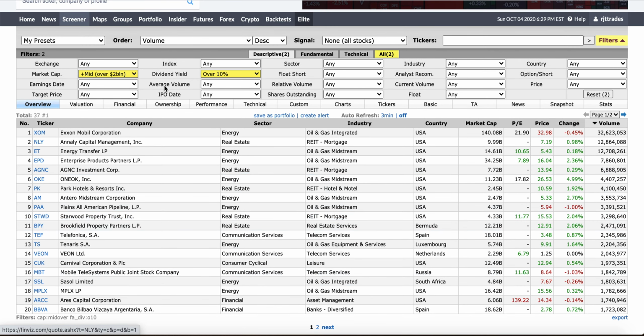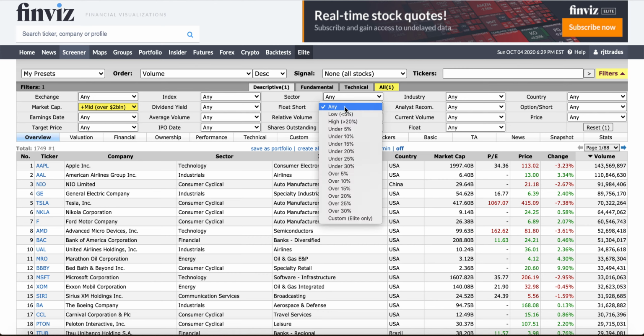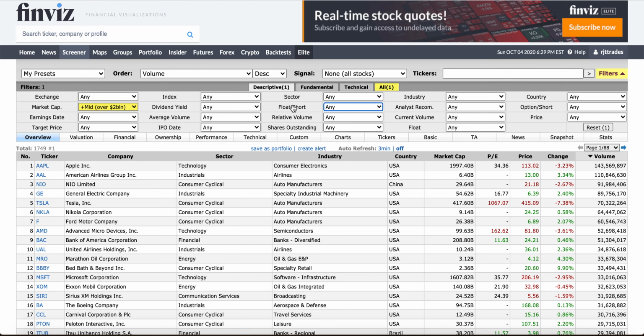So you can actually research, even if you are not day trading and you are looking for something for dividend yield, right? You can actually do that. But we're just going to look at trading. So what else do we have? You have index, float, float short. If you want to look at the float, you can do that.